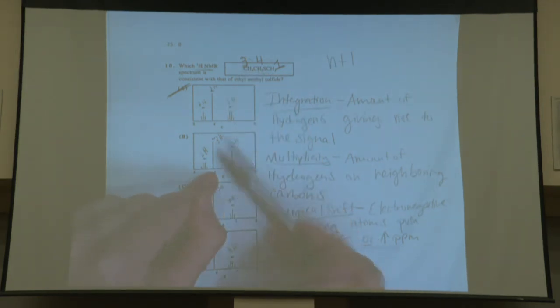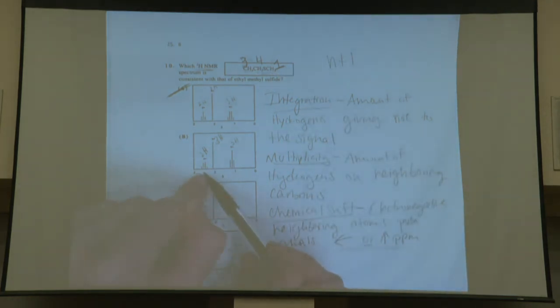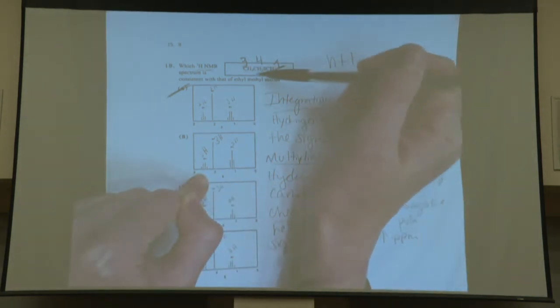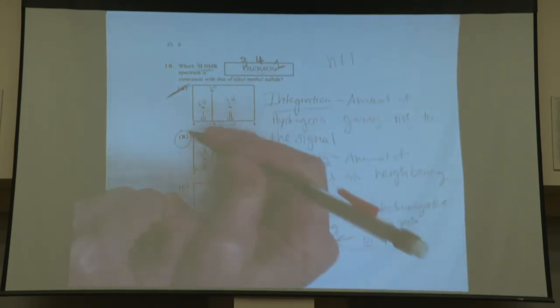Then over here we have a singlet of 3 hydrogens. Do we have that? Yeah, that's this guy right here. It's 3 hydrogens, but no hydrogens next door. It's a singlet. And then this last one, we have a quartet of 2 hydrogens. Do we have that? Yeah, that's this one in the middle. That's 2 hydrogens, but it's a quartet because it has 3 hydrogens next door. So the answer is B.